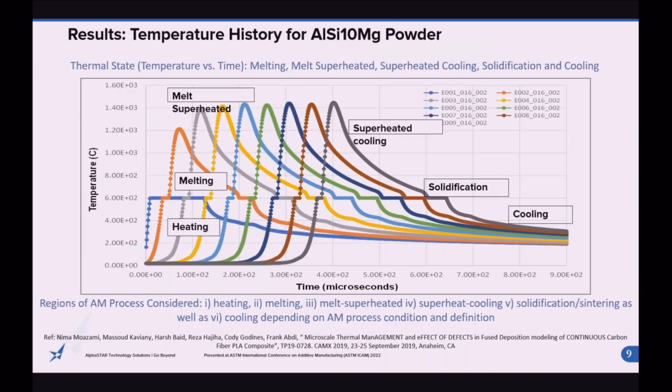This is showing the results of the temperature time history of the LPBF process. As you can see, the thermal states, including the melt superheating, superheated cooling, solidification, cooling, are incorporated into the analysis, and that initially with, say, the material composition gets a sense of what should happen, and then when you throw in the actual G code, temperature versus time, a particular build plan, then you can predict defects as related to that material system.